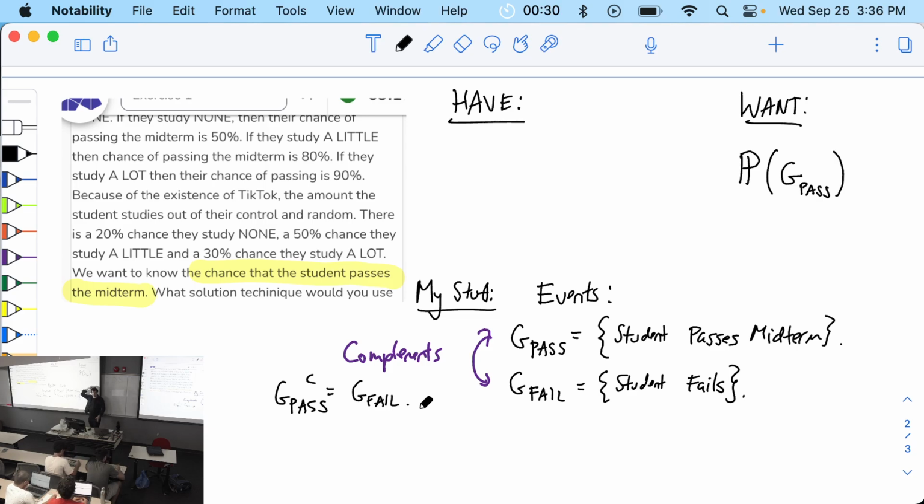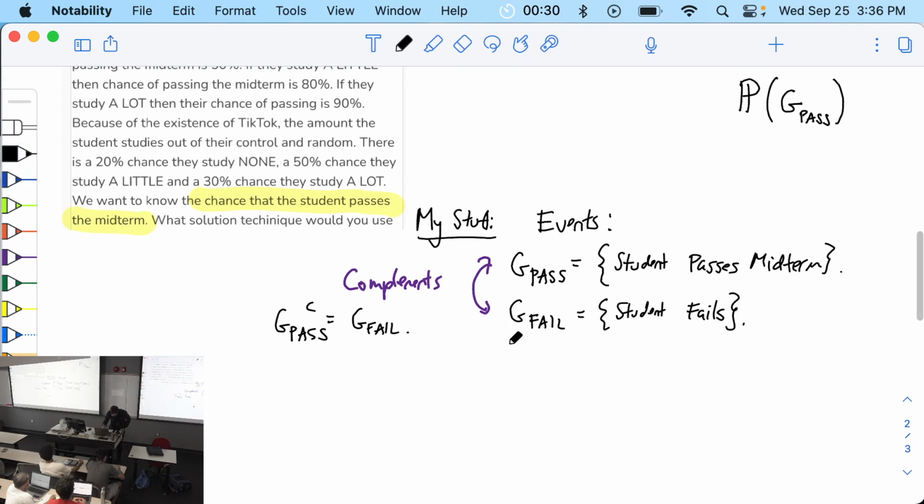Very good. There's some other events in this universe of this problem. There's studying a little, studying none, and studying a lot. Let's give those names as well. Let's call them S a lot. You might have noticed there's no space in a lot. In real life, there's a space in a lot. In this problem, there's no space in a lot. Don't be confused. Okay. S a lot. You study a lot.